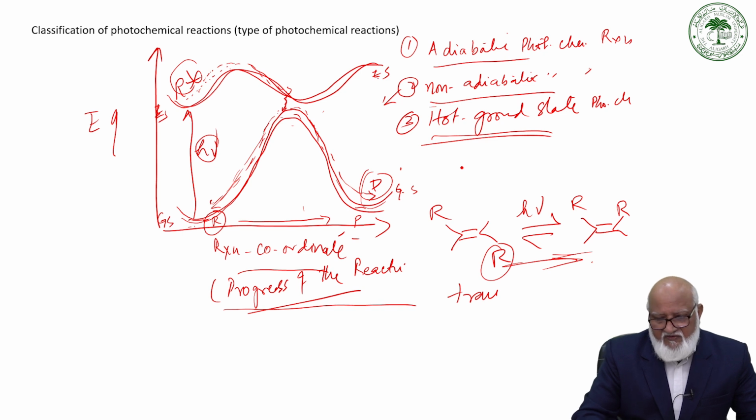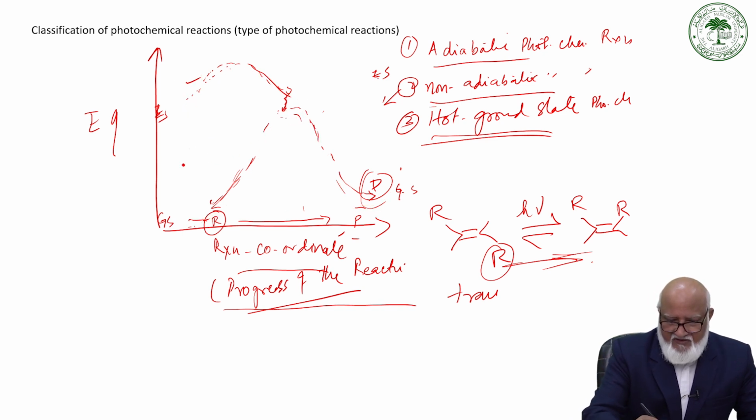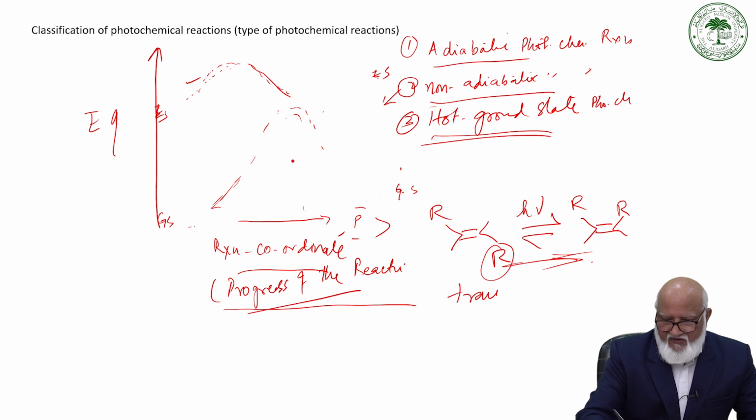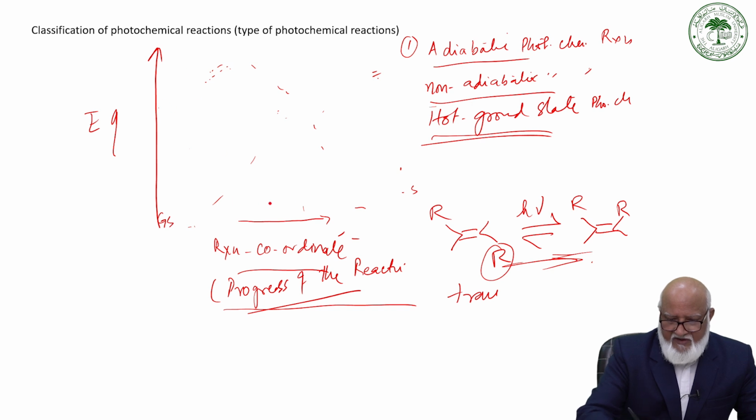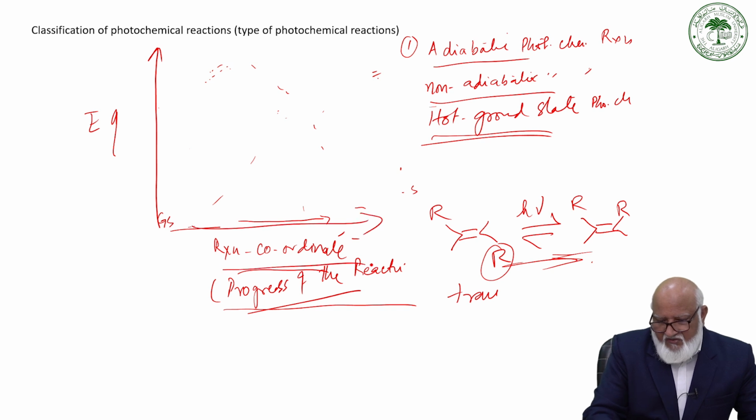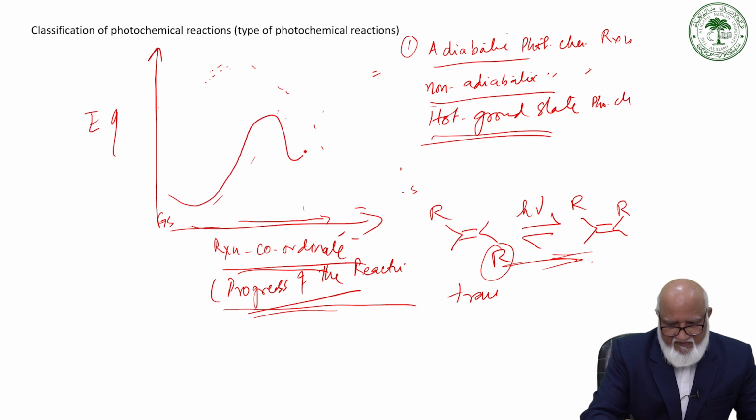The third one is the hot ground state reaction. There is the involvement of an intermediate, and this can be represented in this way, where the reaction is taking place via a defined intermediate. The reaction coordinate is more or less the same: we have the x-axis as the reaction coordinate, the progress of the reaction, and the y-axis as energy. The only difference is the representation of this, which is like this.